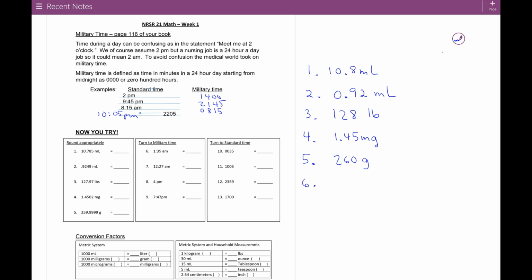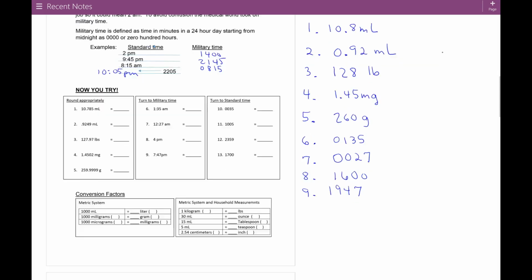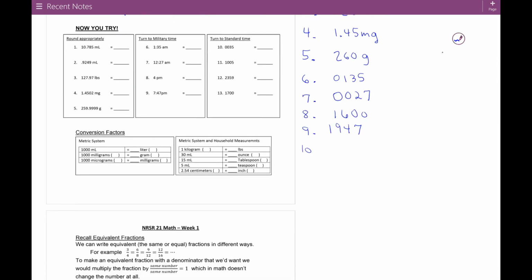Okay, so number 6, these will be pretty straightforward. 0135 is the time. 0027. Number 8 is 1600. And number 9, 1947. Okay, and then number 10 is going back the other way. So we have 12:35 a.m., 10:05 a.m., 11:59 p.m. and 5 p.m.